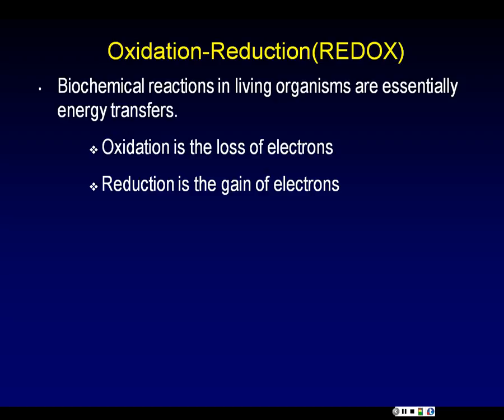So we're going to have the coenzymes basically acting as cab drivers who are going to be transporting these hydrogen ions and electrons from one part of the reaction to another part of the reaction.